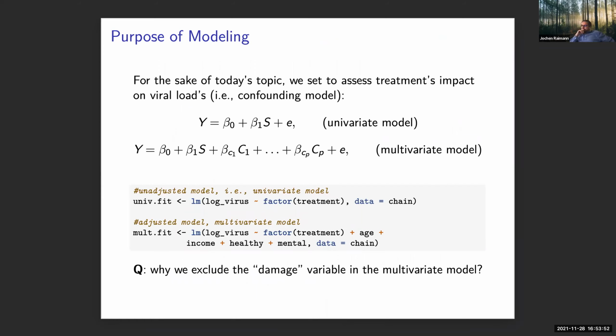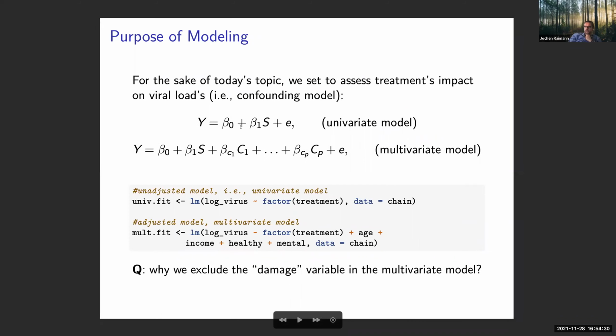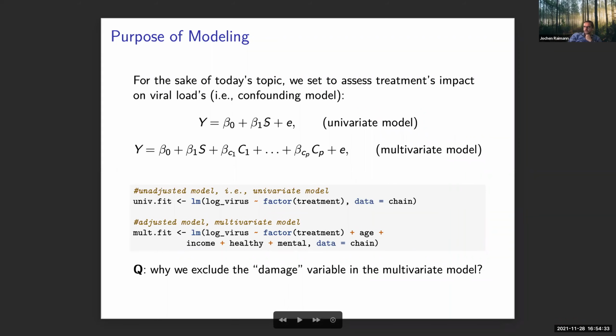The idea for this modeling purpose that we're using today as our example is that we want to assess the treatment's impact on the viral load, as a marker of the activity of the virus in the body. The HAART regimen is meant to modulate the viral load, as an antiretroviral drug, to reduce the number of replications of the virus. So the outcome Y is our viral load, whereas our X is going to be treatment.